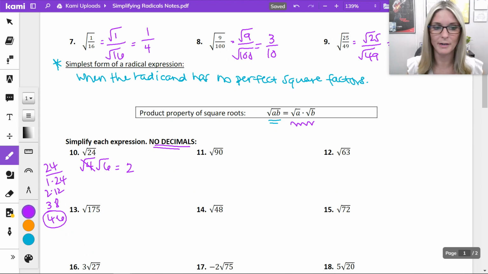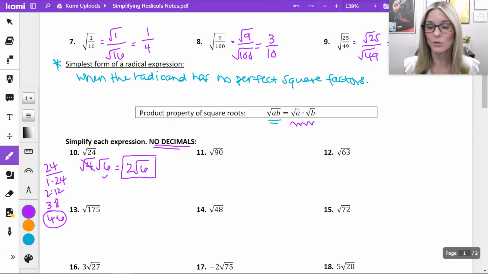No more square root of 4. Now it's a 2. And there's nothing more I can do with the square root of 6. So it's going to stay in the radical. Final answer, 2 radical 6. Or I could also read that as 2 square root of 6. Notice I didn't want to choose 2 times 12 to make 24 because 2 is not a perfect square, 12 is not a perfect square. It doesn't get me anywhere.